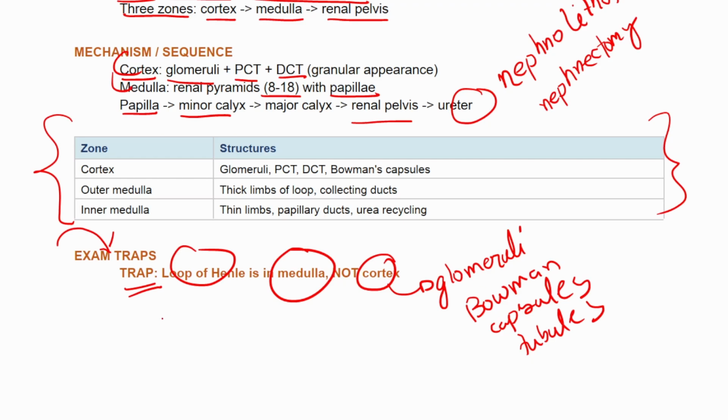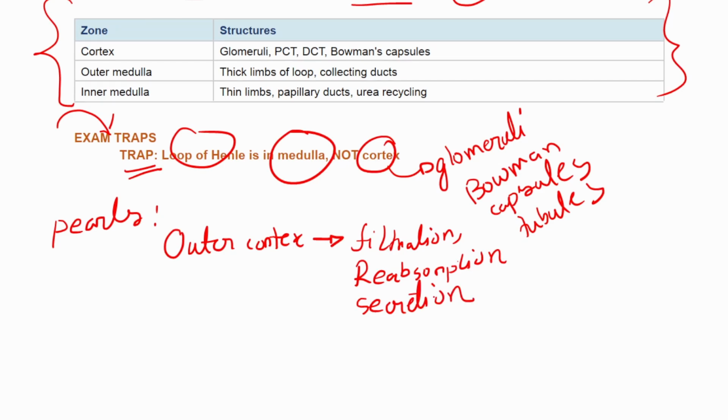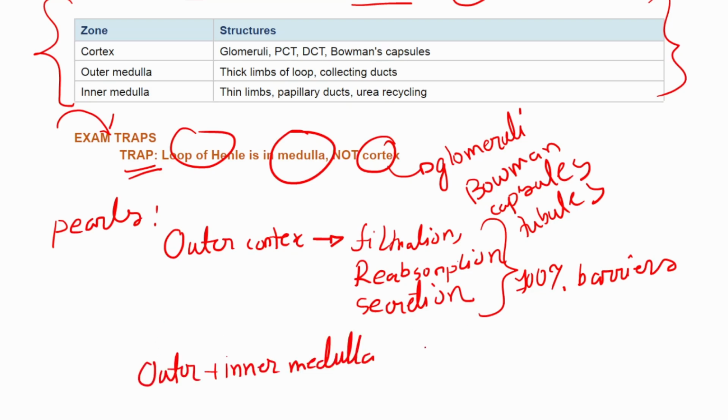And to secure top scores, you must memorize the pearls that I'm about to share. You have to be able to memorize the direct correlation between the regional zoning and physiological function. The granular outer cortex is entirely specialized for the initial process of filtration, reabsorption, and secretion because it holds 100% of the filtration barriers. In sharp contrast, the outer and inner medulla are structurally optimized exclusively for concentration gradient.